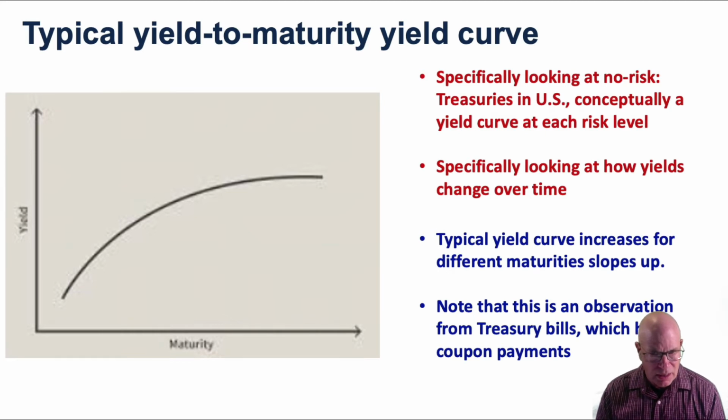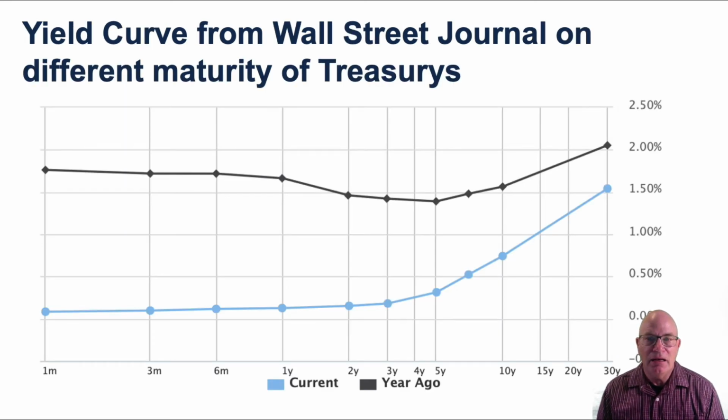Again, when you see the typical yield curve and look at it from any website, typically that is based on Treasury notes and bills, and those that are more than a year in length have coupon payments. Just a note here, and we'll come back to that point often. Here is an example of a yield curve. This has two yield curves on it. The black is 1 year ago, and the blue is the current yield curve.